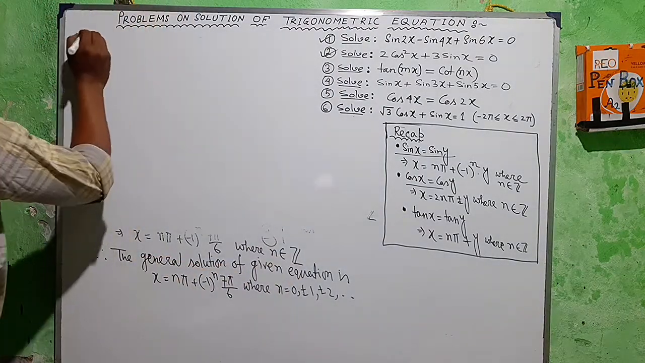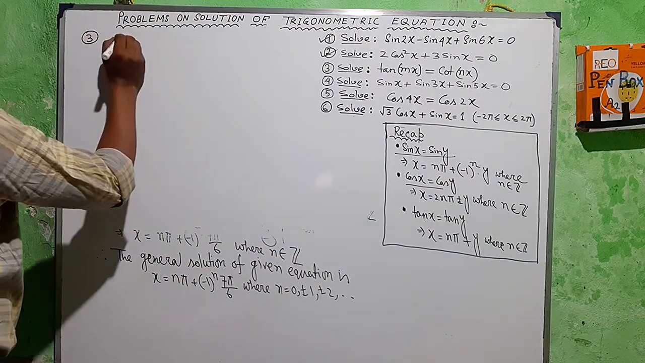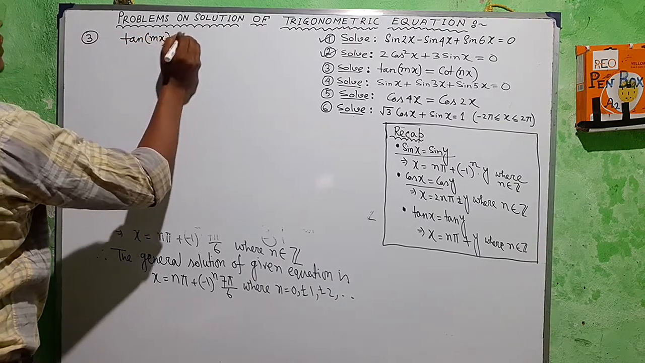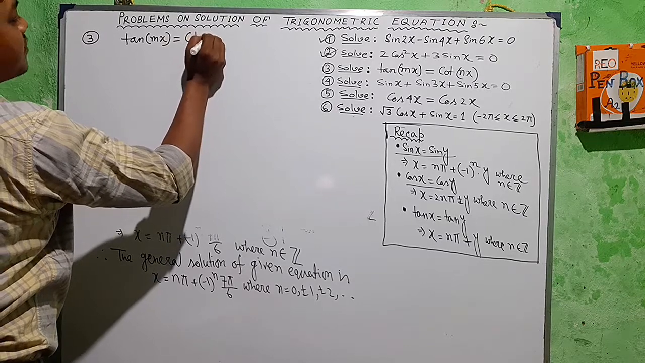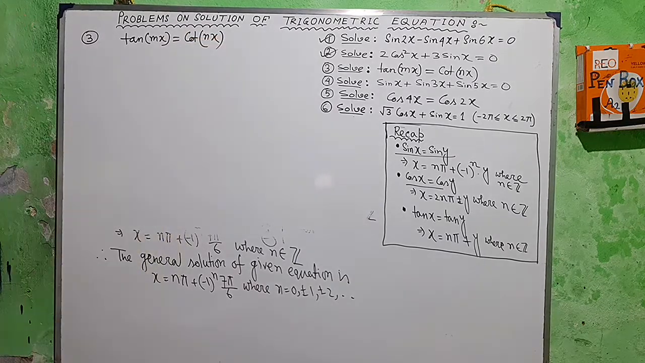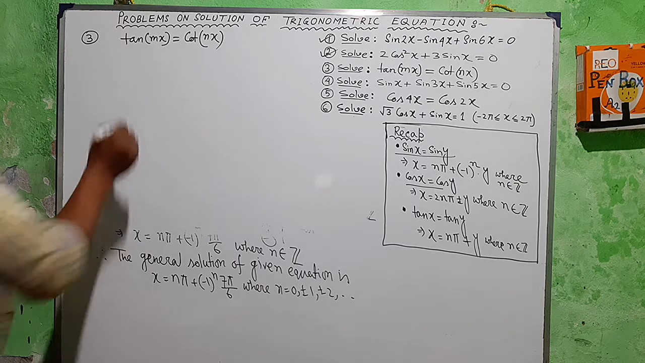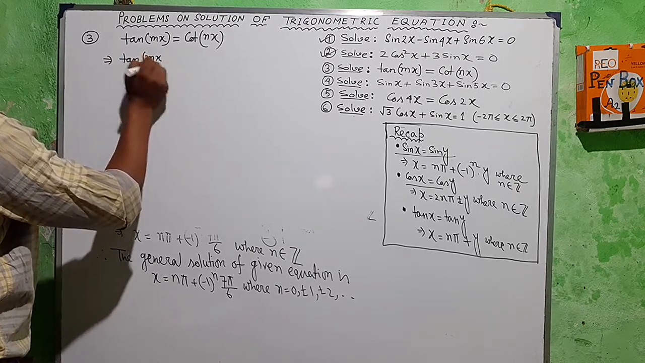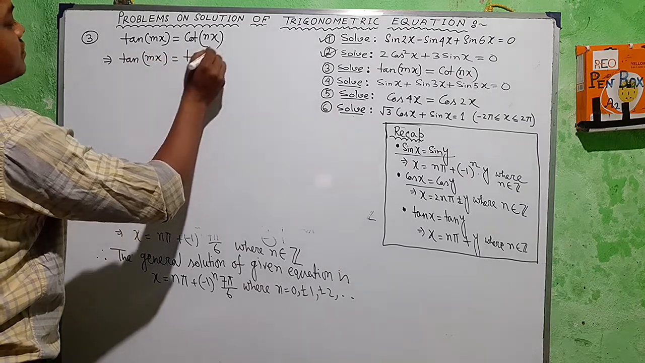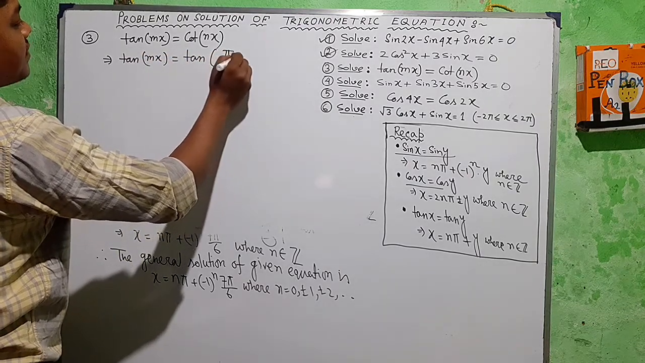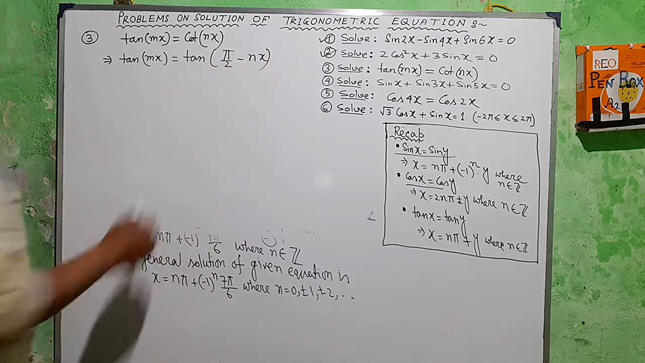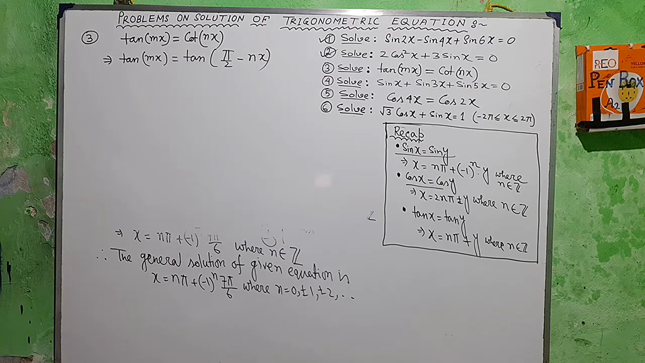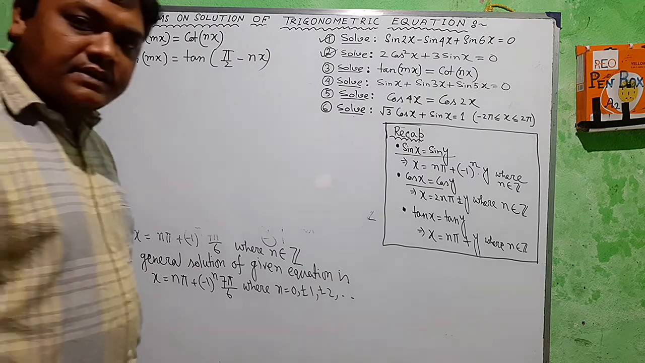So problem number 3: tan mx equals cot nx. I have to find the general solution of the equation. So tan mx equals tan of pi by 2 minus nx. This is an odd multiple of pi by 2 minus nx and lies in the first quadrant, so it must be positive. So tan mx equals tan of pi by 2 minus nx.